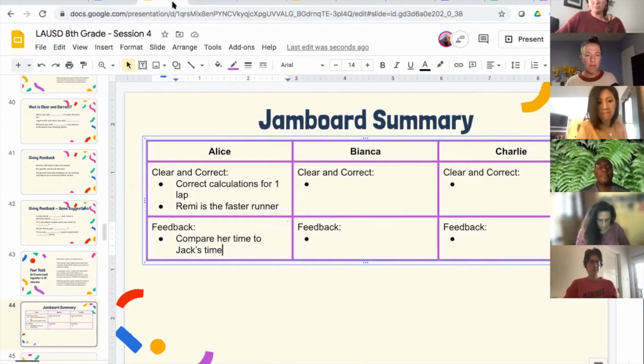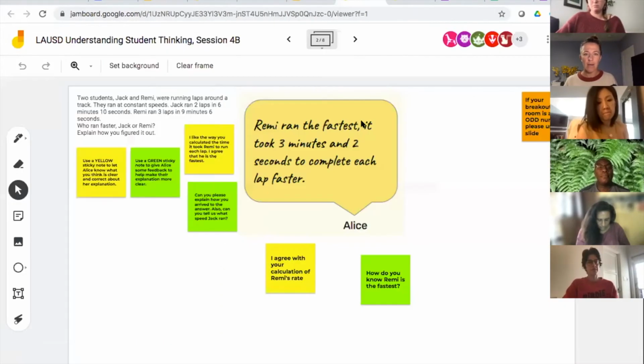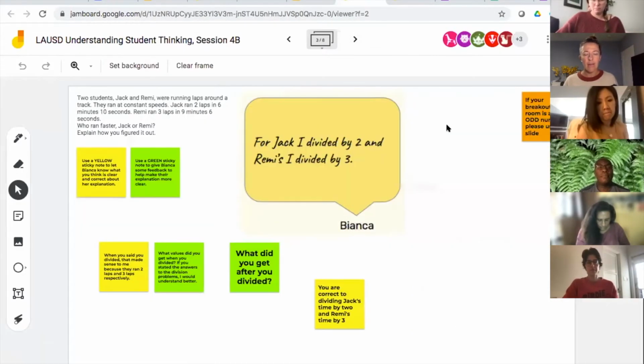Like, she's correct that that is the pace that Remy was running, but how do we know that that's faster than Jack? If you did get a chance, what about Bianca? So Bianca said, for Jack, I divided by 2, and for Remy's I divided by 3. Did that calculation seem familiar to maybe your solution path?